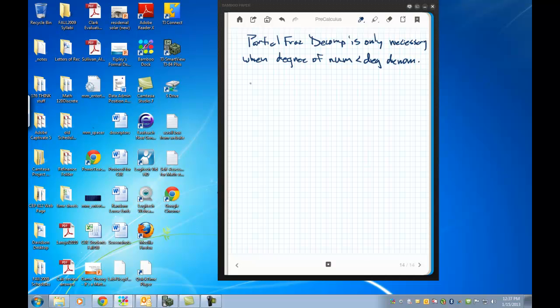Otherwise, you long divide. So if you had something like this, let's go 3x to the fourth plus 5x squared minus 9x plus 2, and I wanted to do the partial fraction decomposition with, say, x cubed minus 4x squared plus x minus 4, right? Well, the degree of the numerator is greater. So it doesn't make sense to do it the way that we're doing it until after we long divide the denominator into the numerator. And we know how to do that.